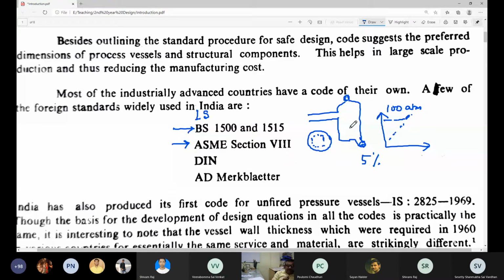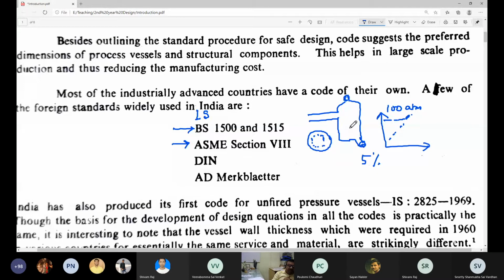When you do this design, you have to take these into account, because only then can you say that this design is done as per IS code so and so, and then that industry will accept it. Otherwise, just working with first principles may not be sufficient.